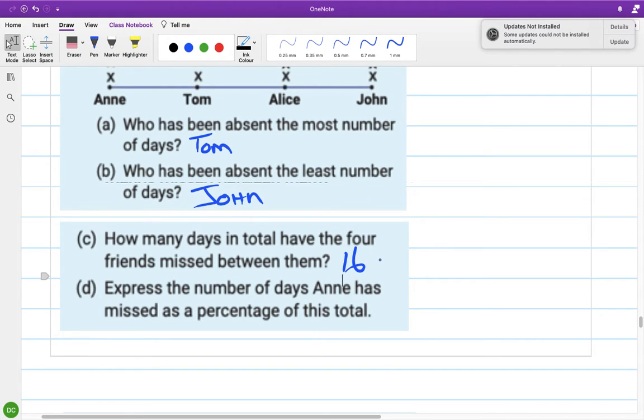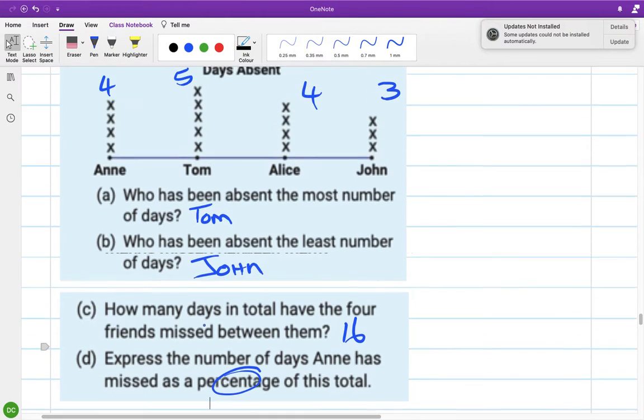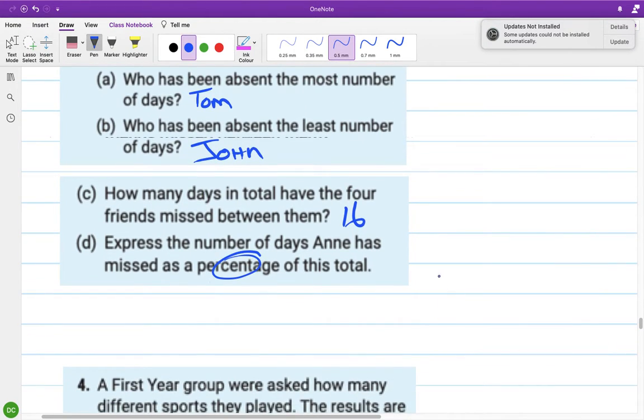And express the number of days Anne has missed as a percentage. So percentage again. Right, Anne. So Anne missed 4. Anytime you want a percentage, you start with a fraction. So she was 4 out of 16, excuse me. And then to make it a percentage, you multiply by 100. So that should be 25%.